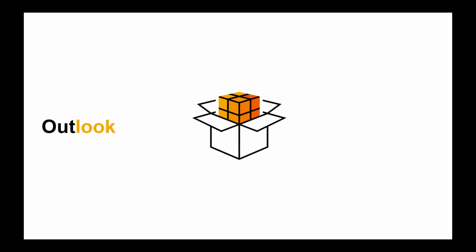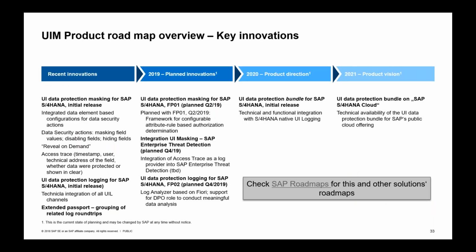Now, as my last slide on the product roadmap, these products are having a roadmap. So recently, we brought in the initial releases for the S/4HANA world in masking and in logging. And also in logging the extended passport, so grouping of related logs, round trips in one area. So you look for one specific incident, one data value being accessed, and you would immediately see all the other round trips of this user in the session around it to understand better what he has done.